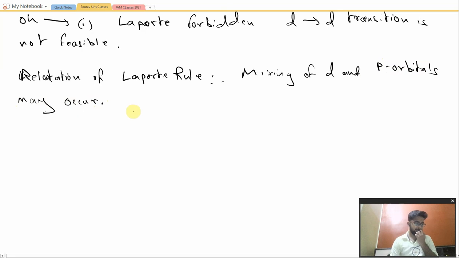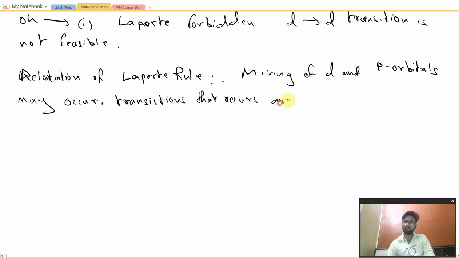So when mixing of d and p orbitals occurs, the transitions that occur are no longer pure d-d transitions, and therefore, as the centrosymmetric environment is somewhat achieved, the Laporte rule is relaxed. d-d transitions are possible, and therefore some color is imparted to the system.